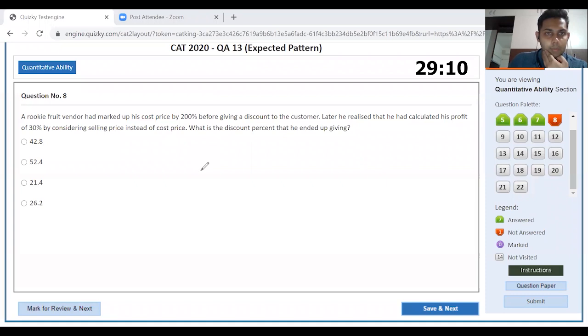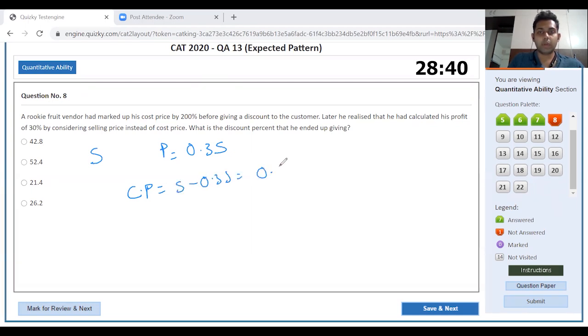A fruit vendor marked up his cost price by 200% before giving a discount. Later, he realized he calculated his profit of 30% by considering selling price instead of cost price. So basically profit is equal to 0.3 of S, where S is our selling price, right? So what is cost price? Cost price should be selling price minus profit, which is 0.7 times S, right?